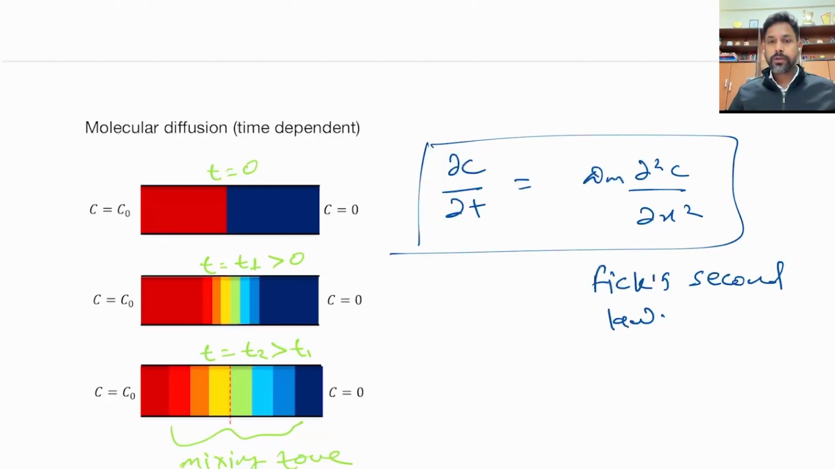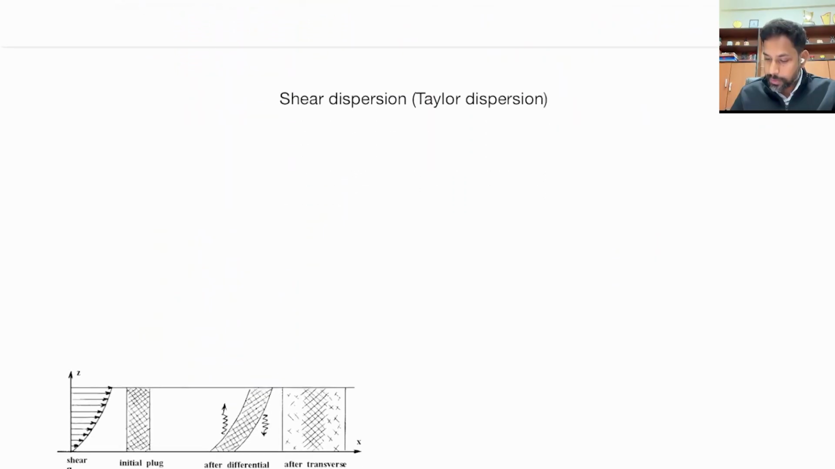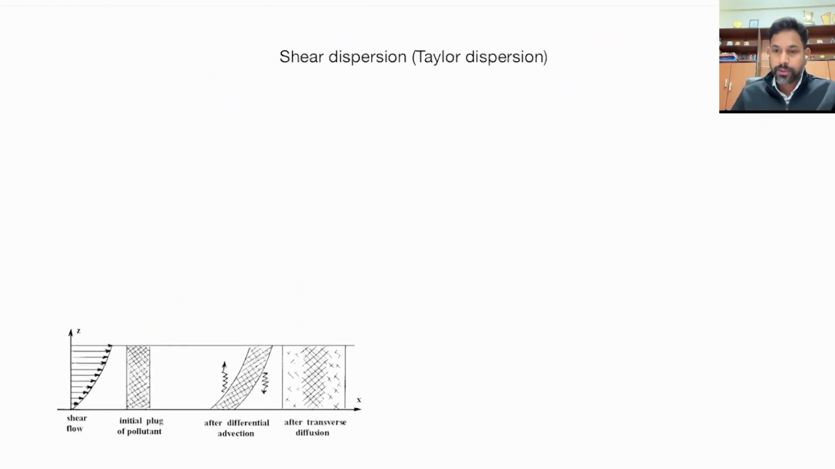Okay, so this is molecular diffusion, which is happening because of chemical potential when molecules move from one point to another just because of concentration difference. But now let's assume there is flow as well in the field. So the rate of mixing gets enhanced, right? So there is a thing called shear dispersion, which we are going to discuss now.